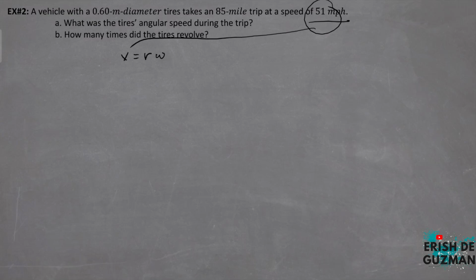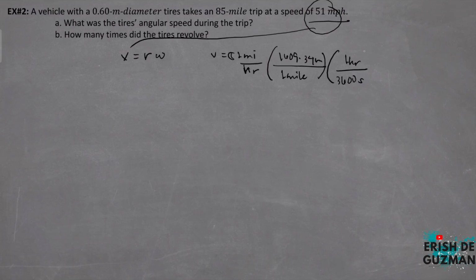Kaya lang, kailangan nating i-convert itong linear speed na yan, 51 miles per hour times 1 mile, and this is 1,609.34 meters times 1 hour over 3,600 seconds. Cancel. And by calculating, 51 miles per hour is equivalent to 22.799 meters per second. So now, alam na natin yung linear speed.